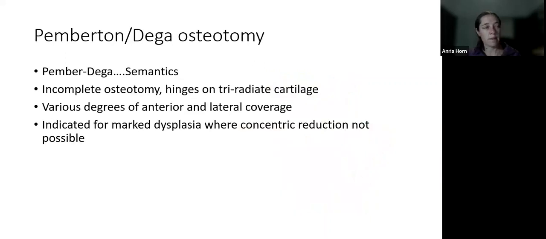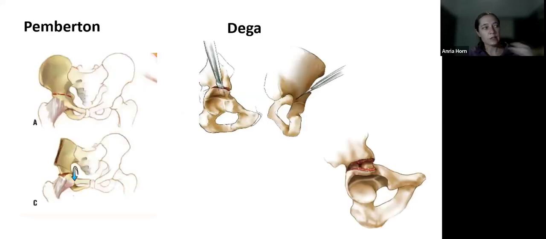The Pemberton or Dega osteotomy, whatever, semantics, is basically an incomplete osteotomy. It hinges on the triradiate cartilage, and you get various degrees of anterior and lateral cover depending on where and how you shape your osteotomy. And that's indicated for marked dysplasia where the hip is reduced, but it's not concentric. And there's just some pictures. So you see the Pemberton gives you more anterior cover, so the cut is more anterior, and the Dega is quite lateral and gives you that more lateral cover.